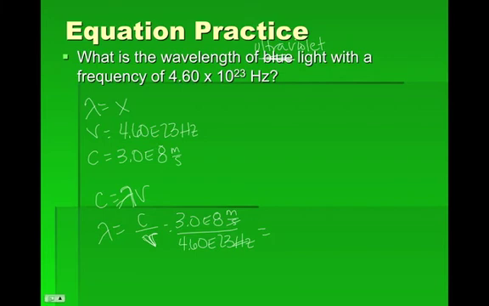oh, that's not what I wanted to do, 4.60, 23. You get 6.52 times 10 to the -16 meters, because that's the only unit that is left, and we just did wavelength. So yeah, significantly shorter than your typical visible light wavelength.